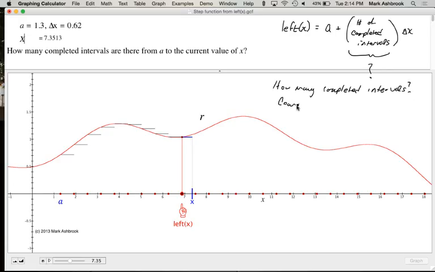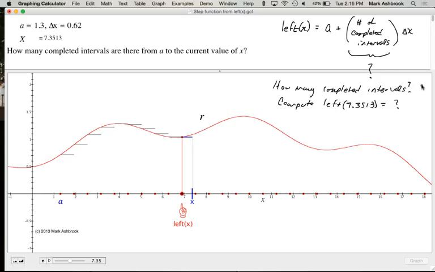And then once you know that, then I want you to compute left of 7.3513. So two questions. How many completed intervals at this paused value of x? Most people are saying 9. Did you get 9? How'd you get 9? Oh, you just counted them? Oh, you weren't allowed to do that. I'm just kidding. Yeah, I said you could do anything. Count them. 1, 2, 3, 4, 5, 6, 7, 8, 9.